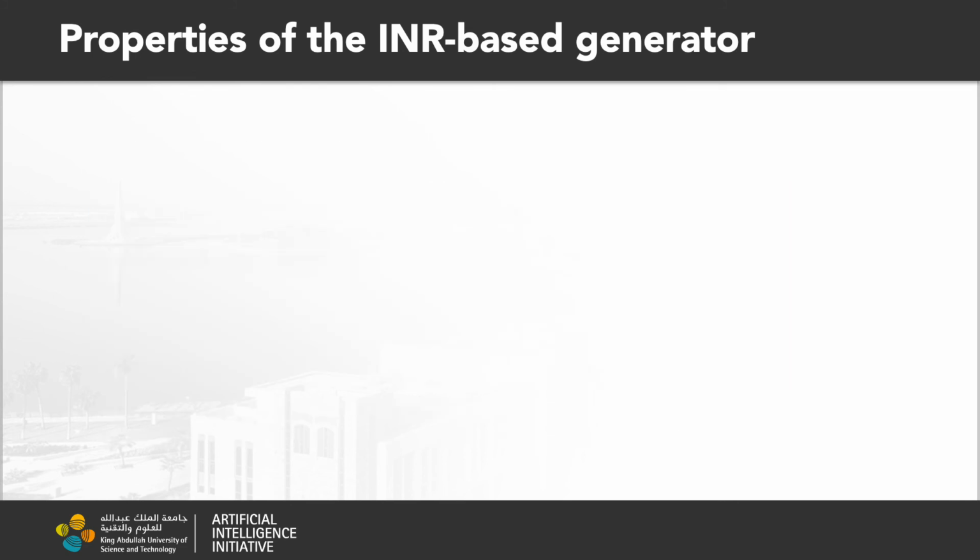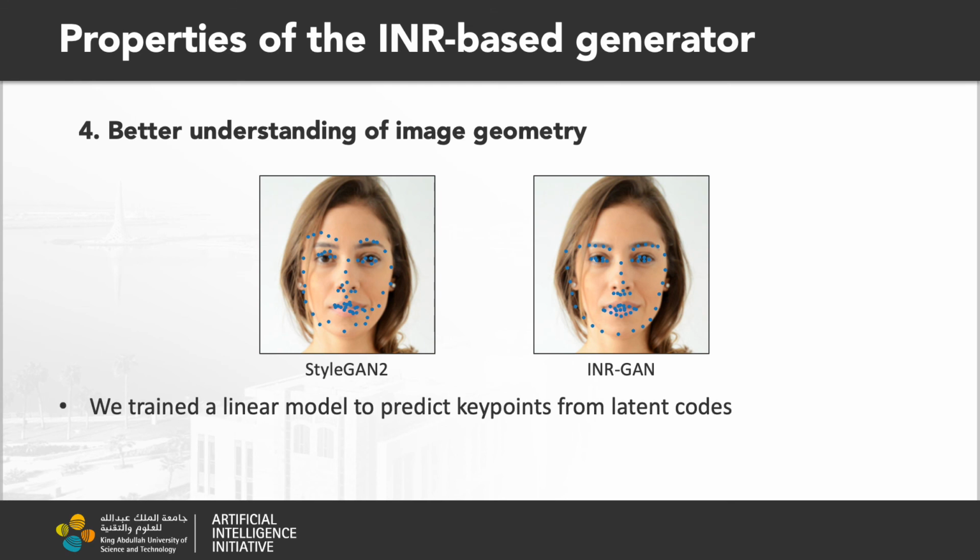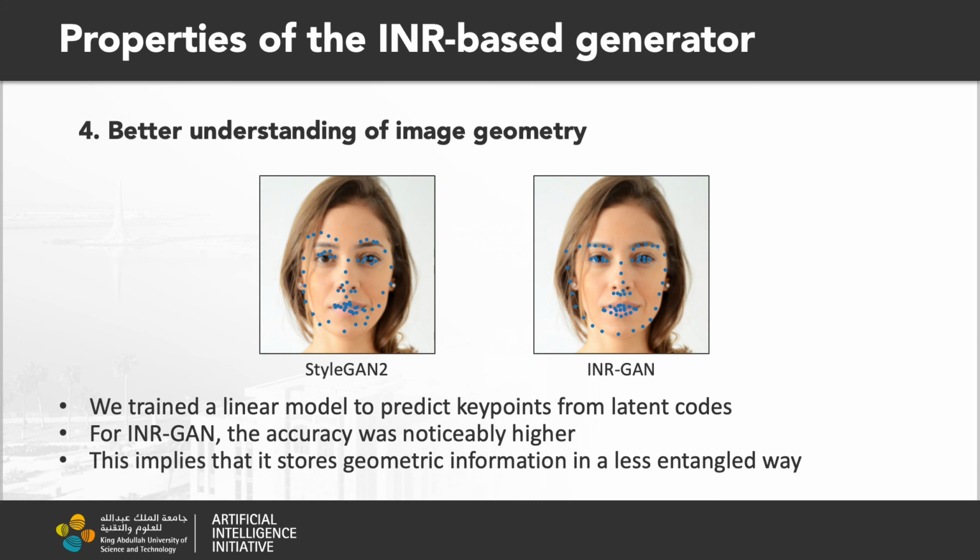Another property is better understanding of image geometry. We trained a linear model to predict key points from latent codes for two models, StyleGAN2 and INR-GAN, and found that for INR-GAN the test accuracy was substantially higher. This implies that our generator stores geometric information in a less entangled and more accessible way.